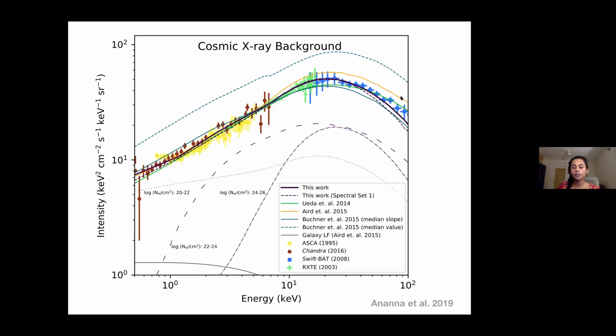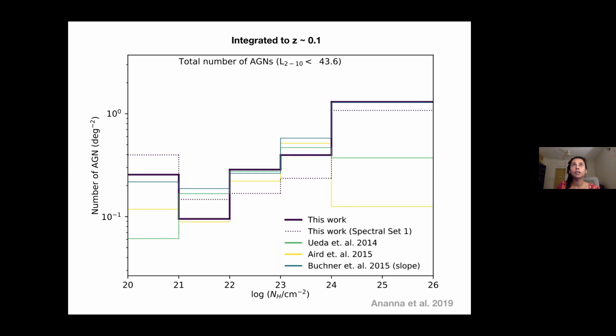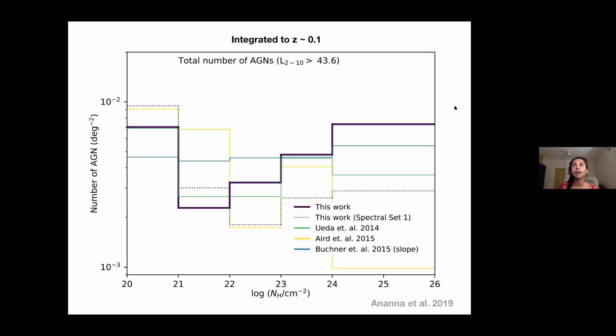So how does our new luminosity function differ from the previous luminosity functions? This is at intrinsic luminosity less than 43.6 in the hard band. As you can see, our luminosity function is not identical to any other luminosity function, but it's within the acceptable range, in agreement with other luminosity functions in the unabsorbed and Compton thin bands. But it's significantly higher in the Compton thick band. I mean, it agrees with the Buchner et al. one in the low luminosity band. In the high luminosity band, it's higher.